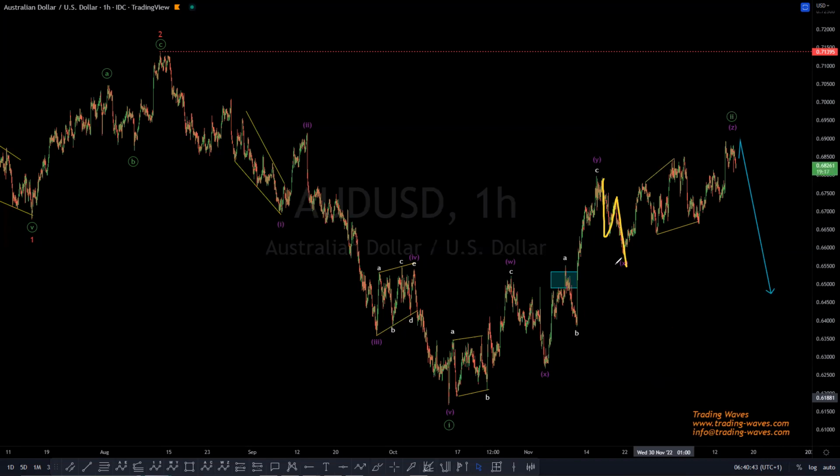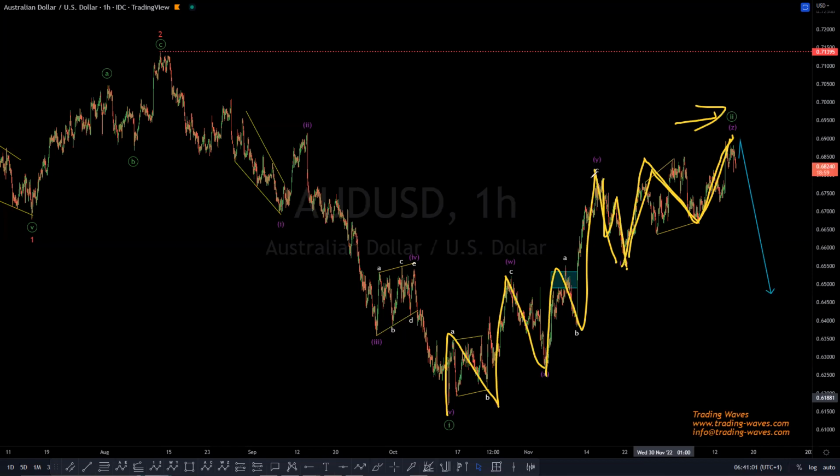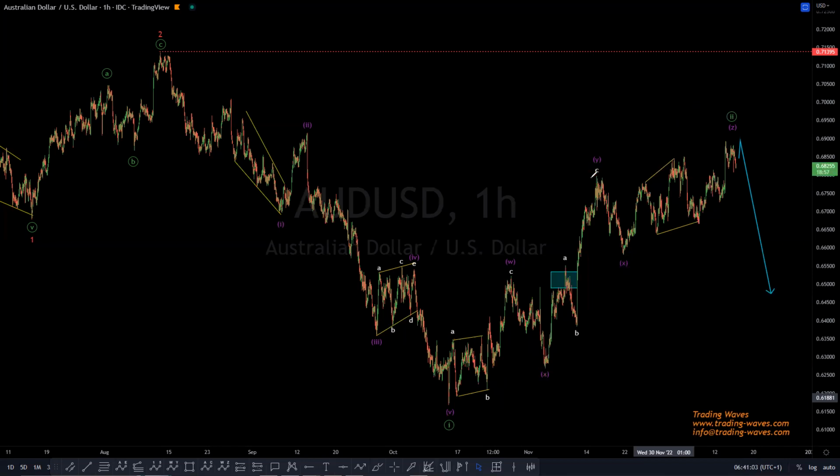What does that mean? It simply means we may have another 3 waves to the upside, in addition to the 7 swings, 1, 2, 3, 4, 5, 6, 7. This is the 8th swing. Then this is 9, 10, 11 within 2, right? So what does this mean?